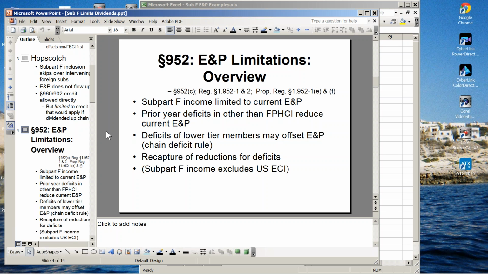Now there's a second aspect of 956, and I mentioned this in the 956 area, but I want to do it again. The second aspect takes into account the aggregate prior inclusions under Section 956. The current year inclusion is the lesser of E&P or the investment in U.S. property reduced by aggregate prior inclusions.